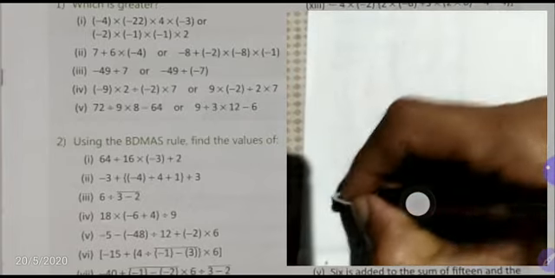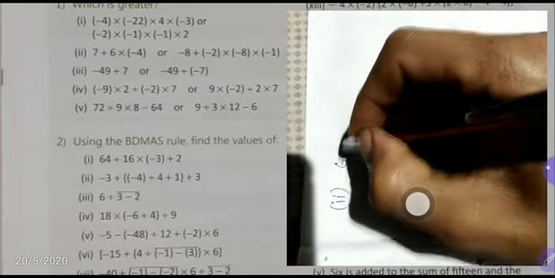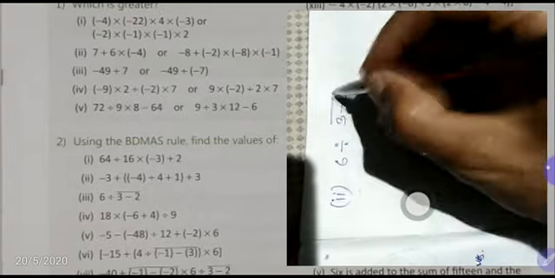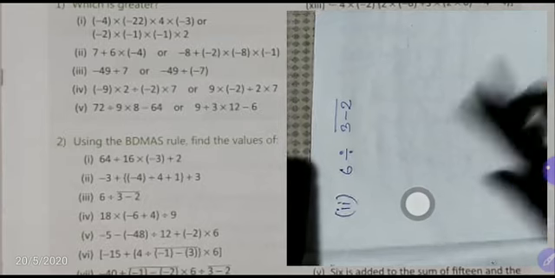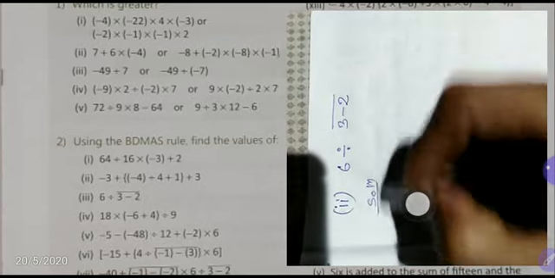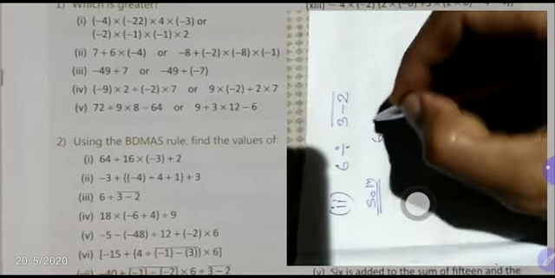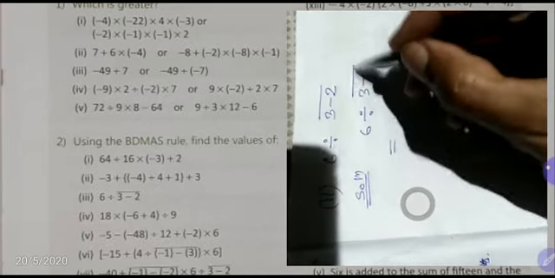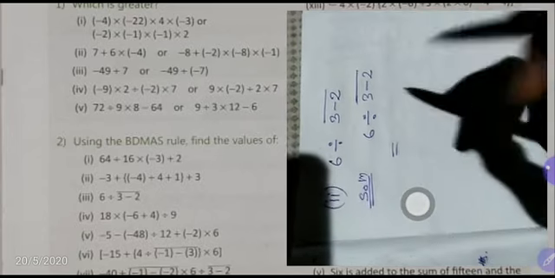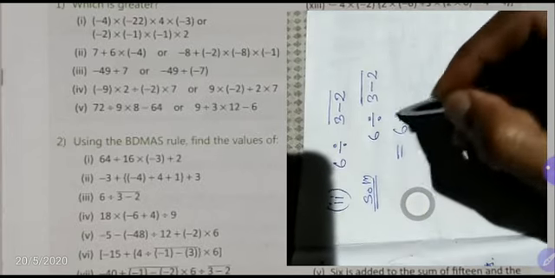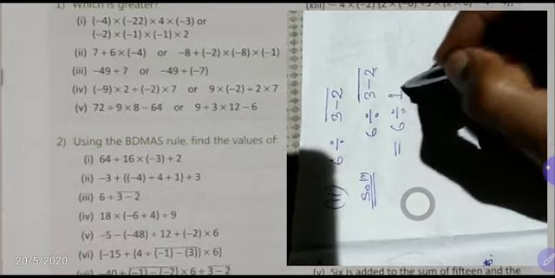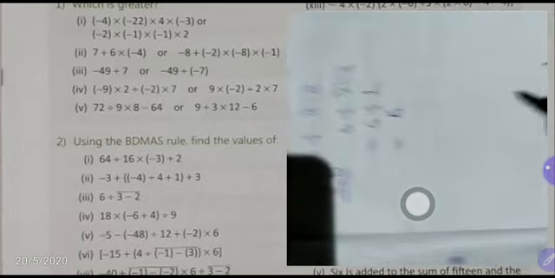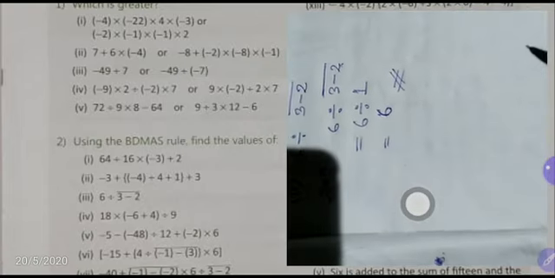Second example, what I have taken, 6 divided by 3 minus 2 with a bar, or vinculum you can say. So this one we will simplify. 6 divided by 3 minus 2 vinculum. Since the vinculum is there, this operation we have to do first. So 3 minus 2, what? 1. So 6 divided by 1 equals what? 6. So this one we have simplified.